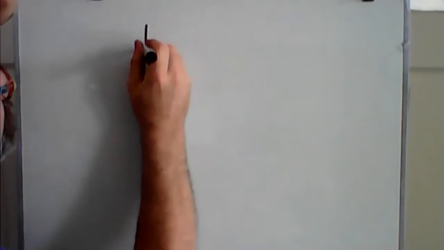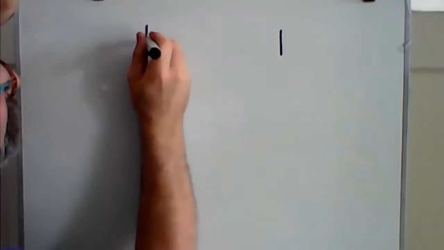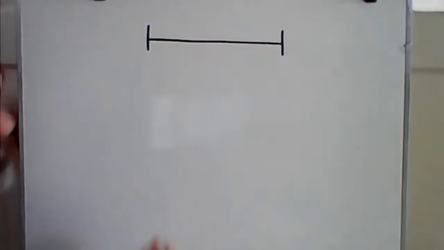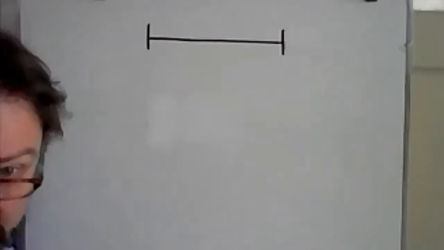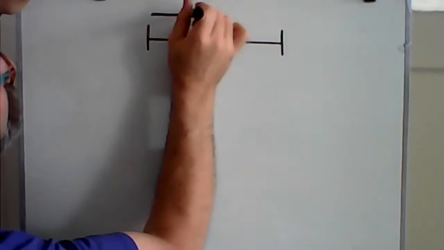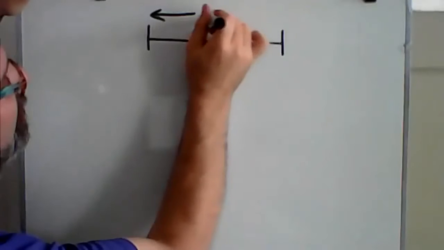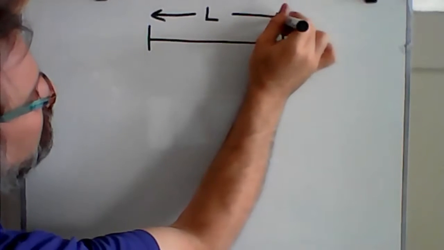Okay, so just a reminder of where we were last time. We talked about a string. We said, okay, here's a string, kind of like a guitar string. And we said that on this string there's going to be a wave. And we had certain things we said, like the length of this string is L.